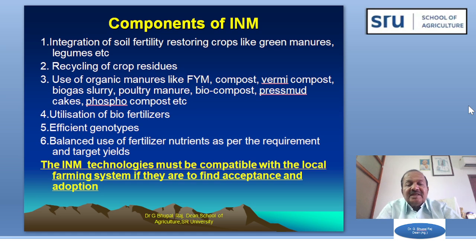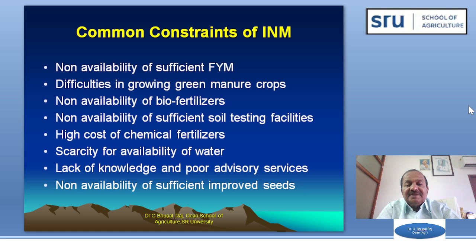What are the components? The integration of soil fertility restoring crops like green manures and legumes, and recycling of the crop residues, use of organic manures like farmyard manure, compost, vermicompost, biogas slurry, poultry manure, biocompost, press mud cakes, phosphocompost, etc., and utilization of the biofertilizers, efficient genotypes, balanced use of fertilizer nutrients as per requirement, and targeted yields. So the INM technologies must be compatible with the local farming system if they are to find acceptance and adoption.